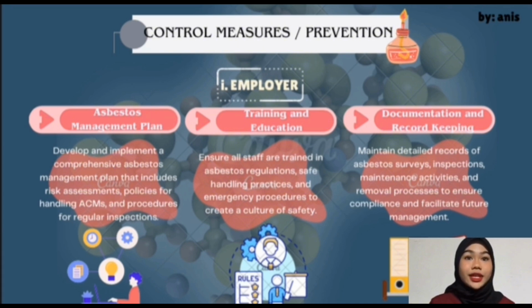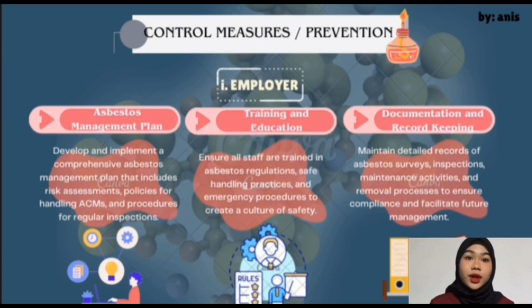Next is training, which is another vital aspect. It's not enough for workers to be trained. Management itself must be well informed so that safety becomes embedded in the culture of the organization. With proper training, management can lead by example and ensure that asbestos risks are always being actively monitored and controlled.